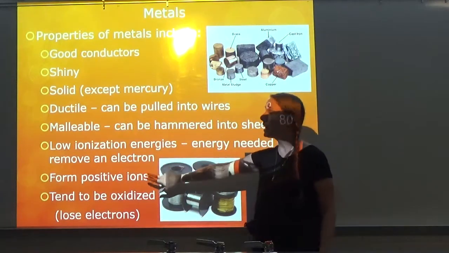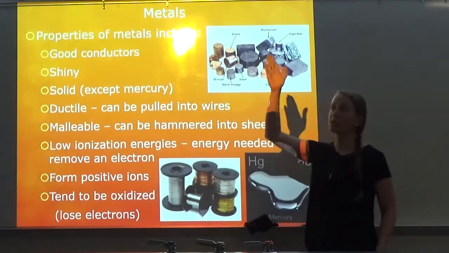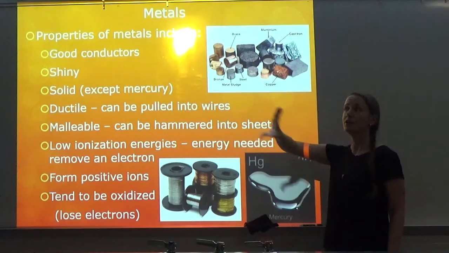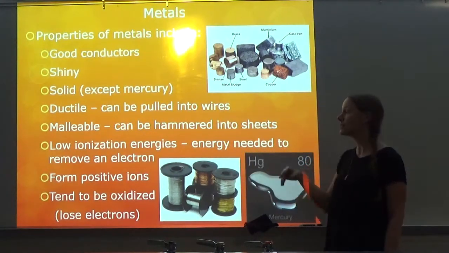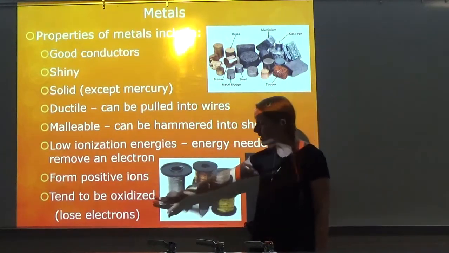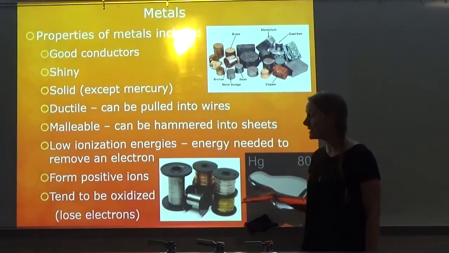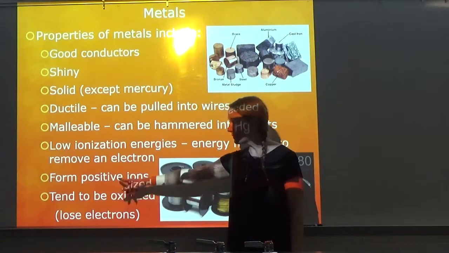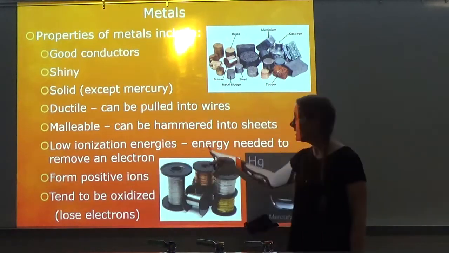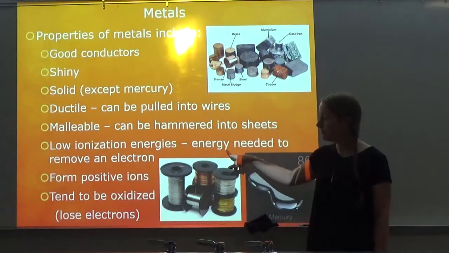They tend to form positive ions. Metals are on the +1, +2. The transition metals all have positive charges. And then they tend to be oxidized, which again, we'll talk about oxidation and reduction more later. Oxidation is loss of electrons, which makes sense because they're positive, and it doesn't take much energy to remove them.